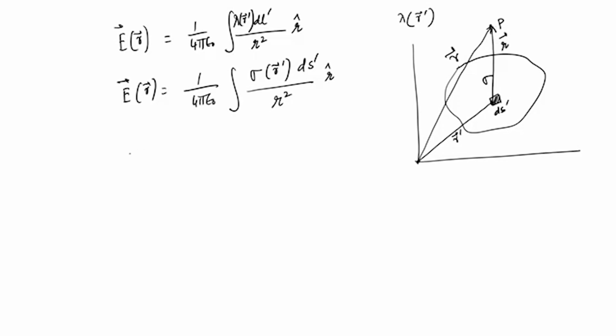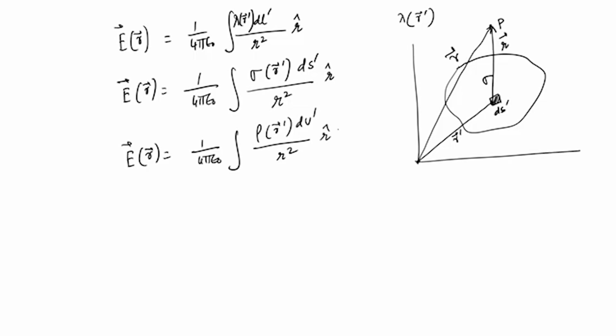Similarly for the volume charge, it is equal to 1 over 4 pi epsilon 0, and we have rho of r prime and dv prime over r square times r cap. That is the definition for all these different charge distributions. One can do a lot of examples in this.